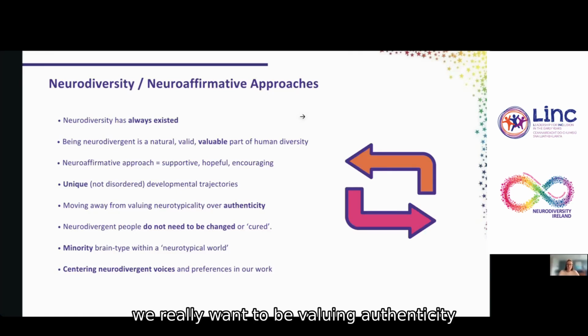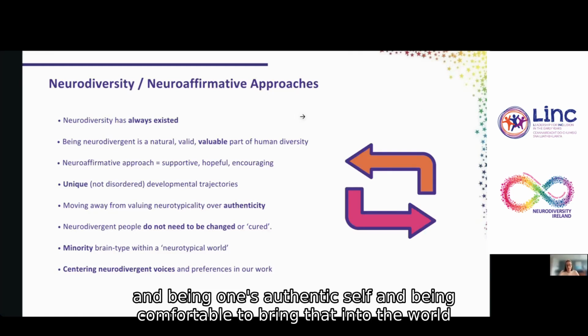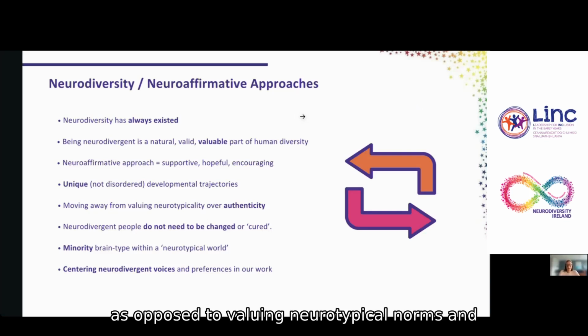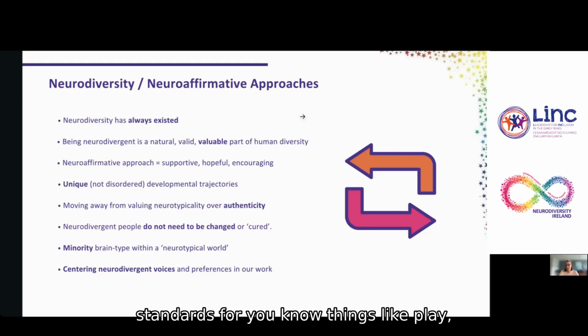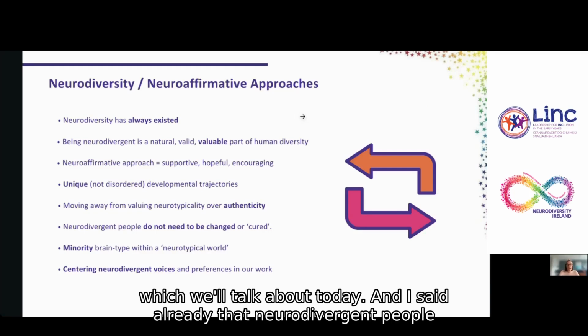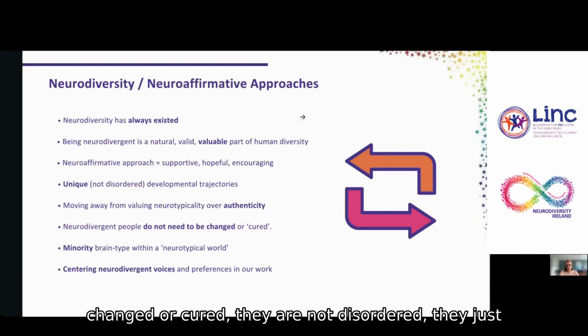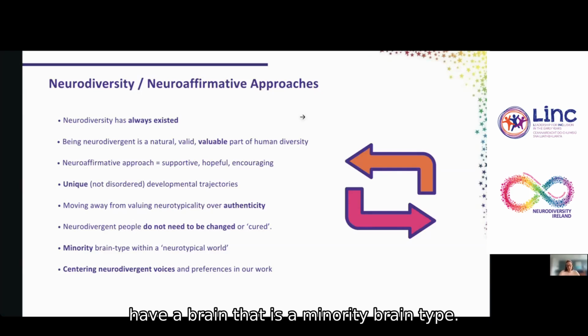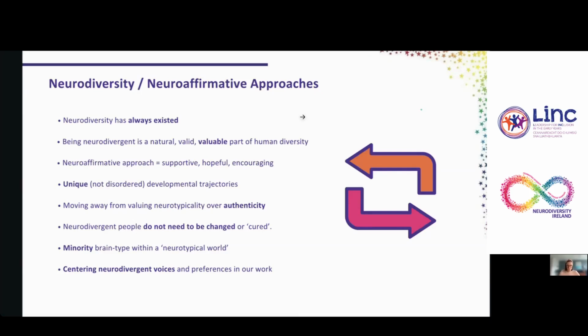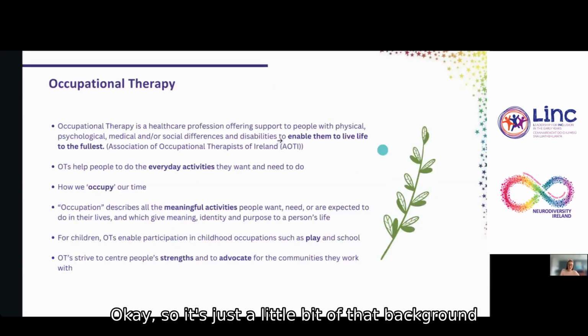And then we really want to be valuing authenticity and being one's authentic self and being comfortable to bring that into the world, as opposed to valuing neurotypical norms and standards for things like play, which we'll talk about today. And I've said already that neurodivergent people do not need to be changed or cured. They are not disordered. They just have a brain that is a minority brain type. Okay, so it's just a little bit of that background.